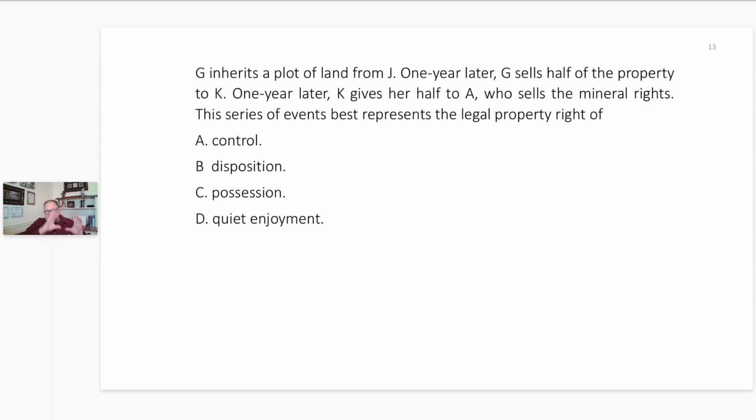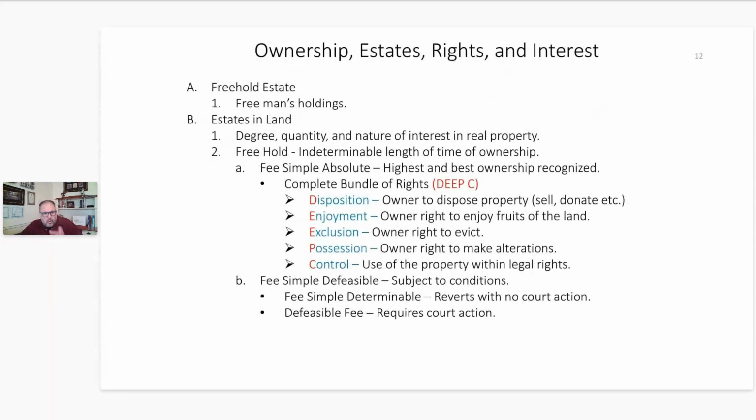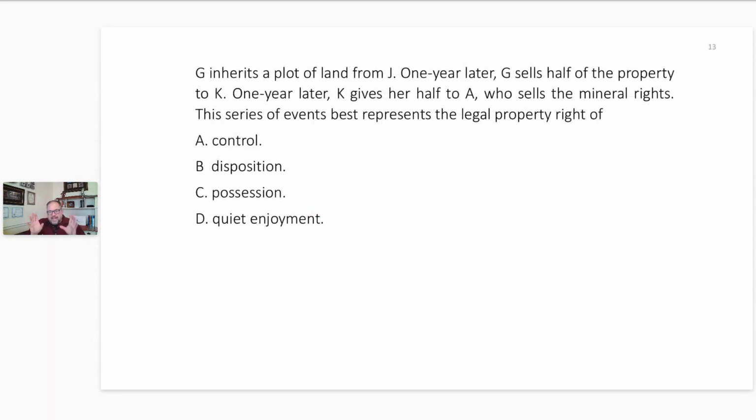So this entire series is talking about disposition, or disposing of the property, right? Which falls under fee simple absolute. So this describes the characteristics of disposition. And this is the type of question you're going to get. It could come from any one of the DEEPC: disposition, enjoyment, exclusion, possession, and control. So you've got to read the question and sit back and think, everything that's happening here is being sold and given away. So that's called disposition, or disposing of the property. Okay. Answer B. Very good.